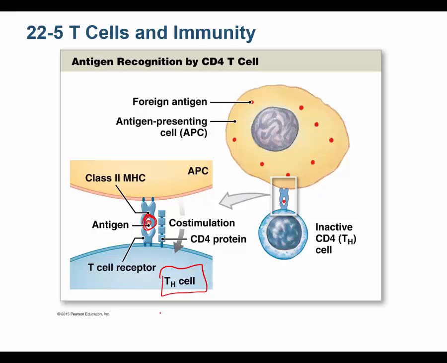So T helpers become very, very important because what they really are is a link between the humoral immune arm and the cell-mediated immune arm. So the two branches, I shouldn't say arm, you're going to think I mean your arm. No, the branches, the humoral immune branch and the cell-mediated immune branch. T helpers are the link between those two.